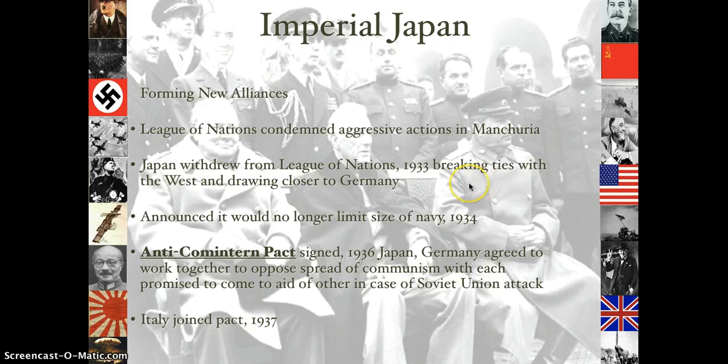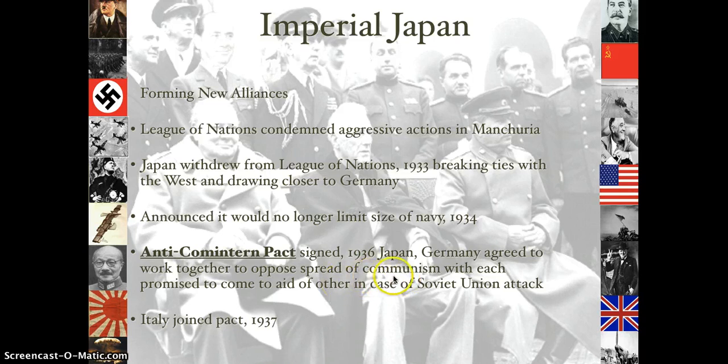And they break ties and they go closer to Germany, and they renounce some of the moves they had made in the 20s to limit the size of their navy. And eventually, the Japanese will sign a formal agreement with Germany to stop communism.